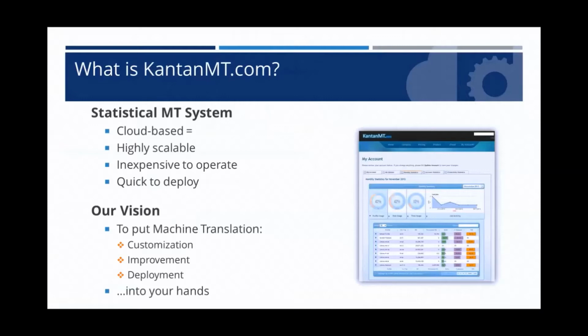So what is CantanMT.com? Well, CantanMT.com is a statistical machine translation system or platform. We are cloud-based, incredibly scalable, insanely inexpensive to operate, and it's very, very fast to develop engines, improve engines, and then deploy engines within your localization workflow.